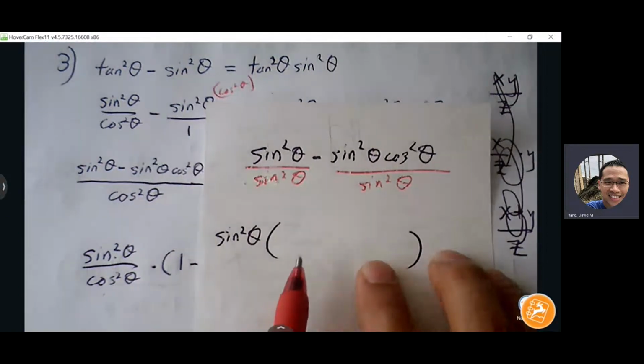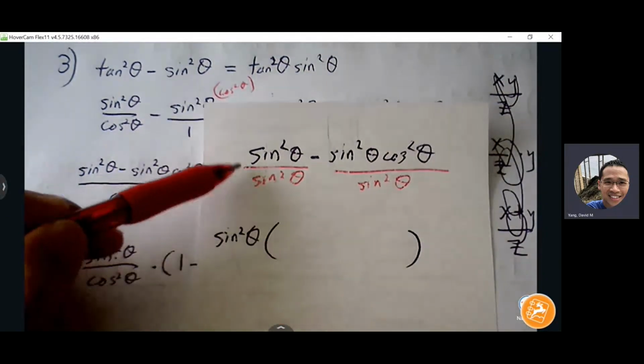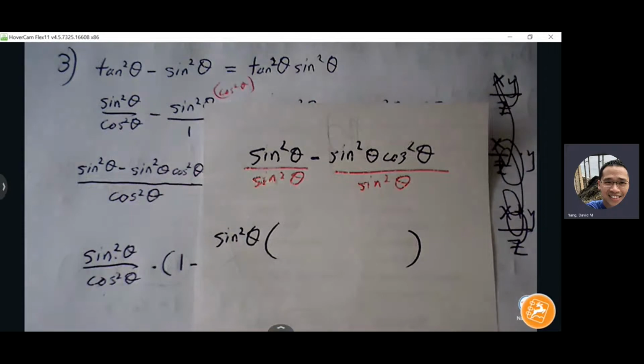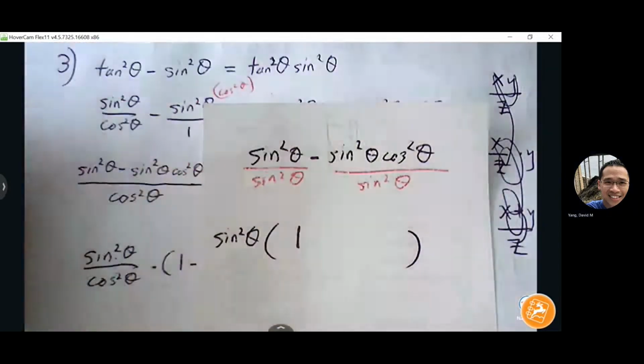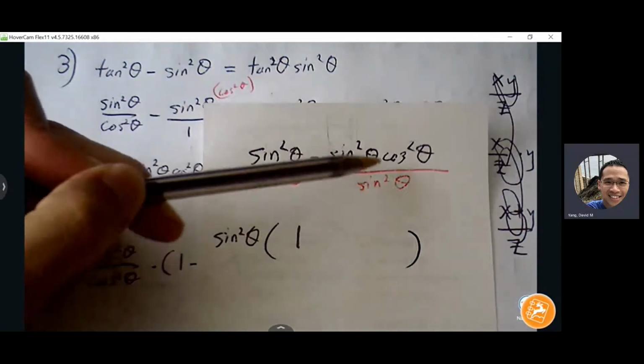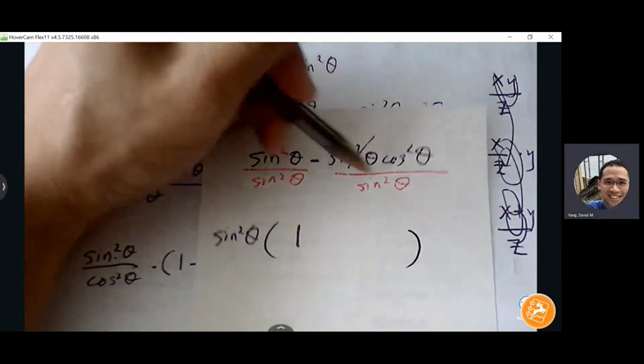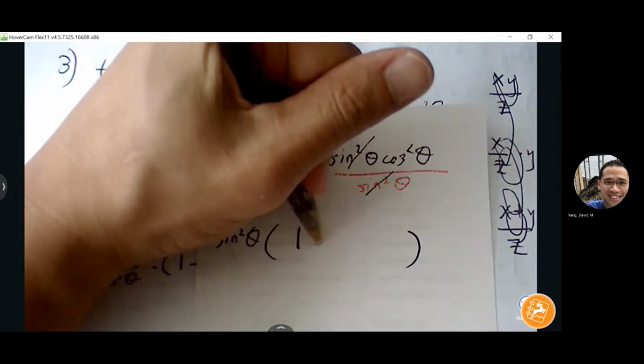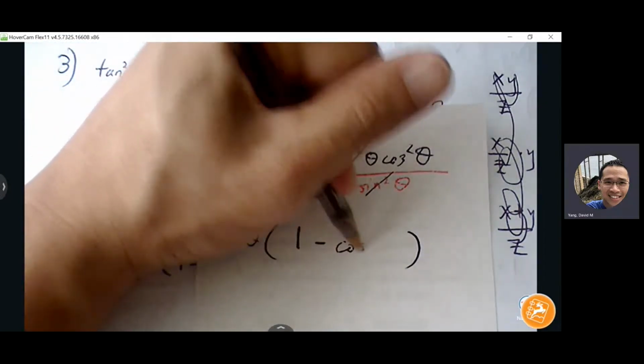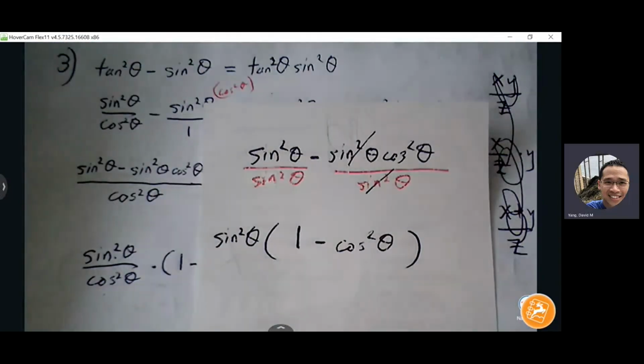And putting the leftover in here. So what's sine squared divided by sine squared? It's 1. So that's why it goes here. And then what's sine squared over sine squared times cosine squared divided by sine squared? Minus cosine squared. That makes sense. Oh, thank you.